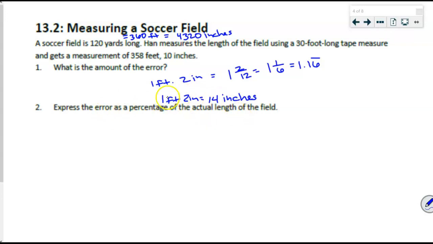So now we know that there is an error. We know that there's 14 inches off. Express the error as a percentage. So again, this means that we are making a comparison. Whenever it's a percentage, it's a comparison. Carter?